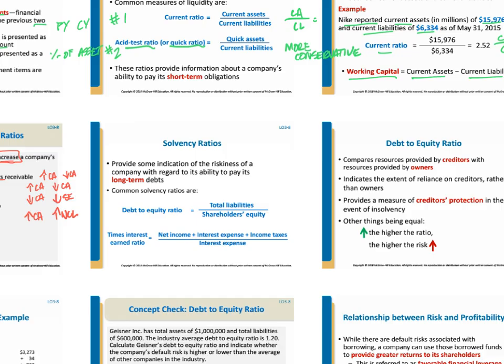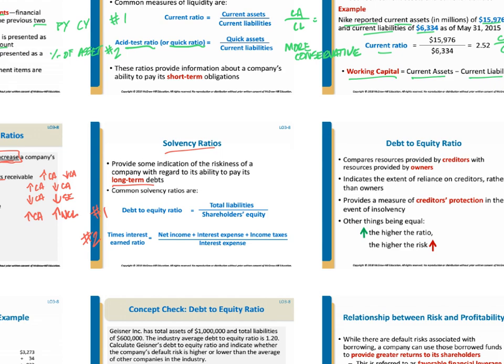Whereas liquidity ratios helped us determine the future potential of a company to satisfy its short-term obligations, solvency ratios help us determine the future potential for a company to satisfy its long-term obligations. We have two different ratios that we're looking at. The first one is the debt-to-equity ratio. The second one is the times interest earned, or the TIE ratio. Each one of them helps us determine a company's ability to pay its long-term debt.